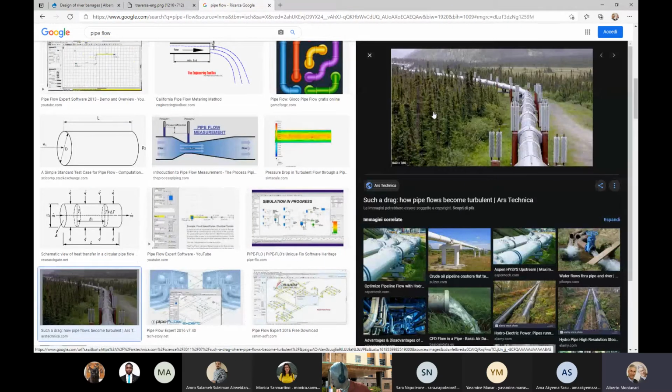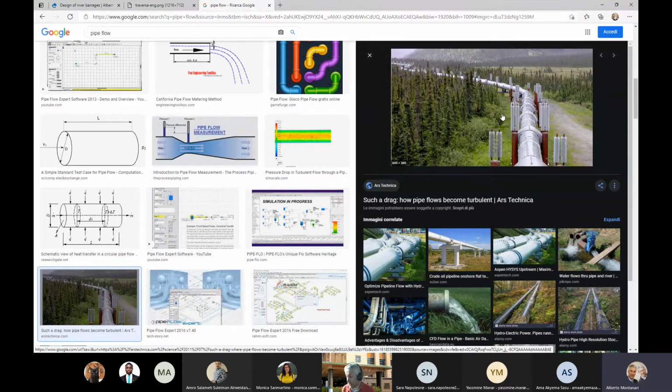Okay, interesting to look at this one. If you look on the right, you see a very long pipe crossing a flat region. And you may say, okay, in this case, a pipe is used even if the slope is very low. Yes, that's true. And there might be two reasons. One reason is to limit the losses.